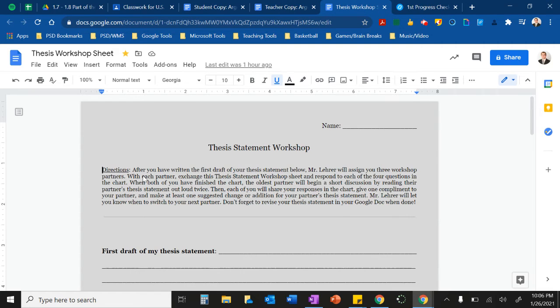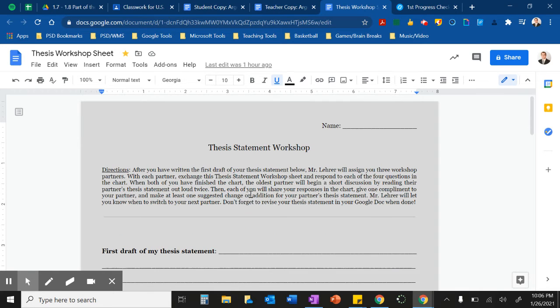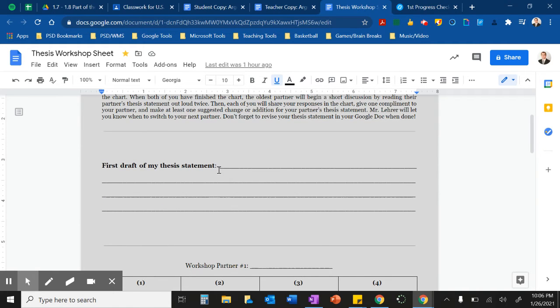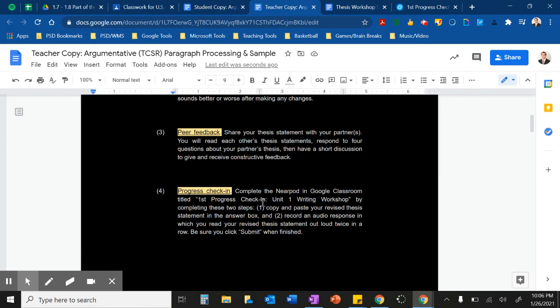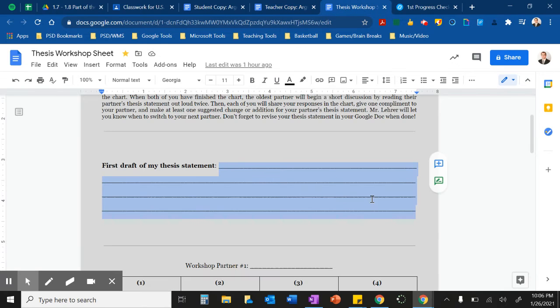And so if you're in person, you'll get a worksheet that looks like this. There's directions here which I'll explain to you. You'll write your first draft. So basically what you put in your chart here, the thing that you put in your organizer right here, you'll write that on your worksheet.